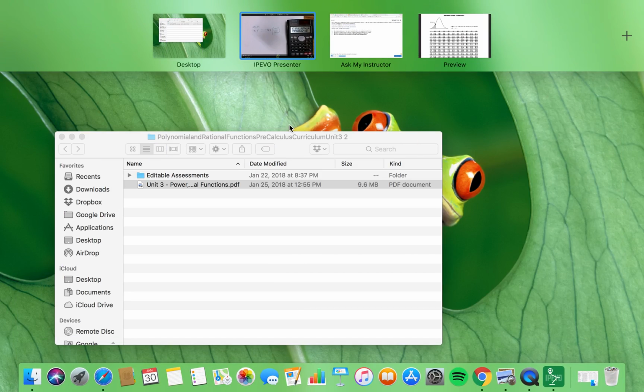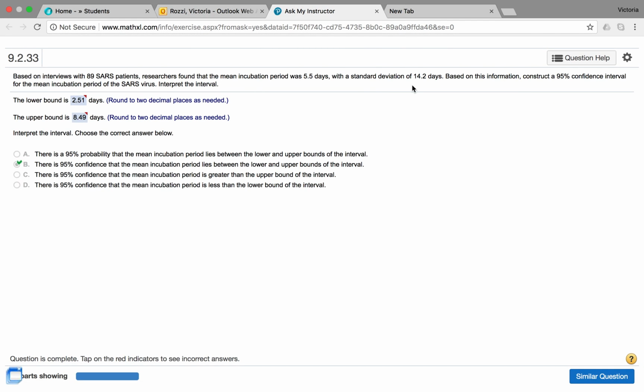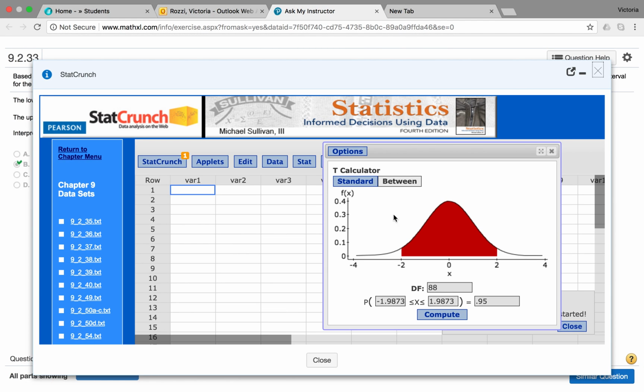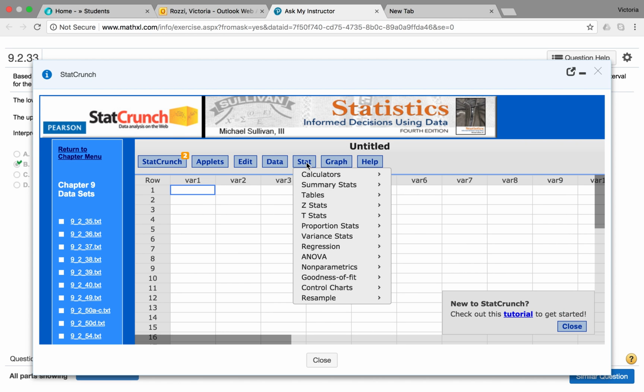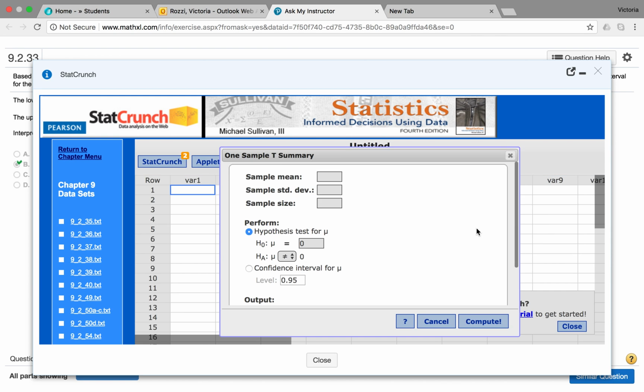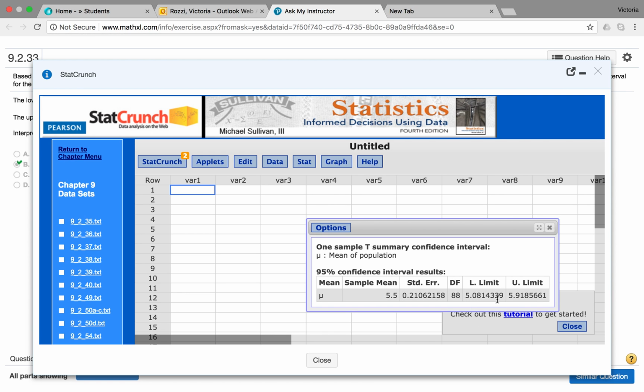Now I wanted to show you that you can also do the entire problem using StatCrunch. So if I go back into StatCrunch, if I click on Stat and I go to T-Stats, because that's what we're using here, and I have one sample, I don't have the data. I don't have every single data value listed. So I have the summary, the mean and the standard deviation. You can put your sample mean here. So our sample mean was 5.5. Our standard deviation was 1.987, and our sample size was 89. And you want to do a confidence interval at 95% confidence and click Compute. And it will also get you your values.